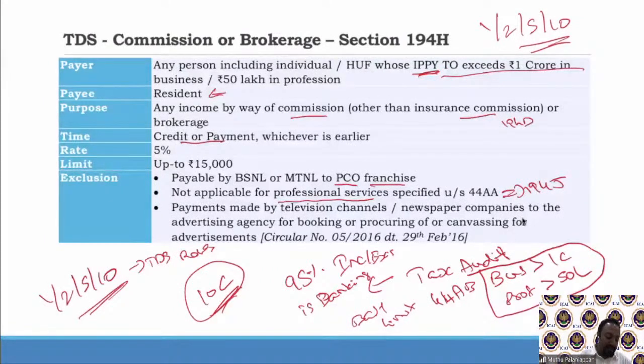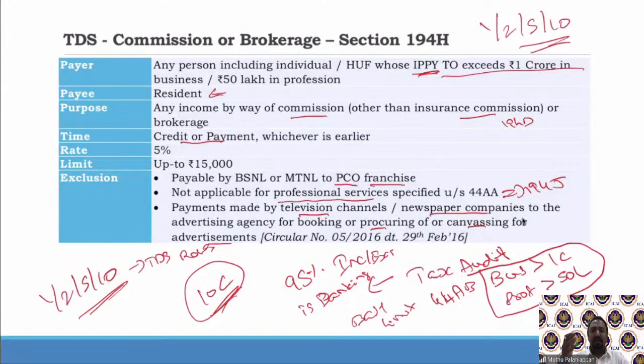And then you have payments made by television channels and newspaper companies to the advertising agencies. Why is there an exclusion for booking or procuring or canvassing advertisements? If you see these days, at least the first 2 to 3 pages are only advertisements, right? Whichever page you open in Times of India or most newspapers, probably the first and second sheet is always a big, huge advertisement for properties or whatever it is. For these advertisements, there are agencies which procure advertisements. So whatever the newspaper is paying to this advertising agency for this purpose of advertisement.